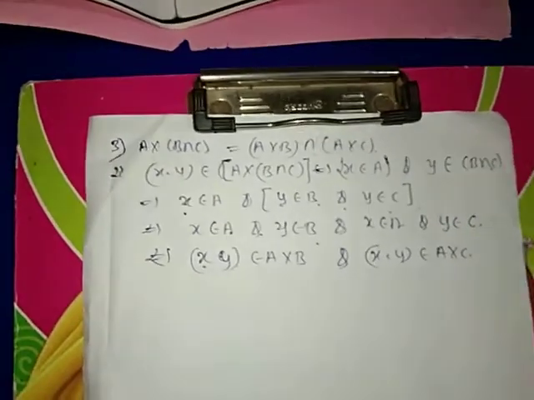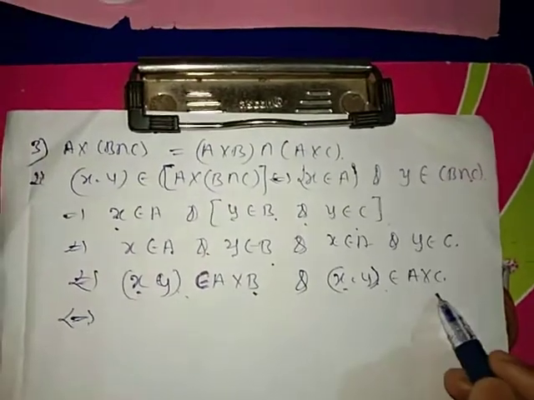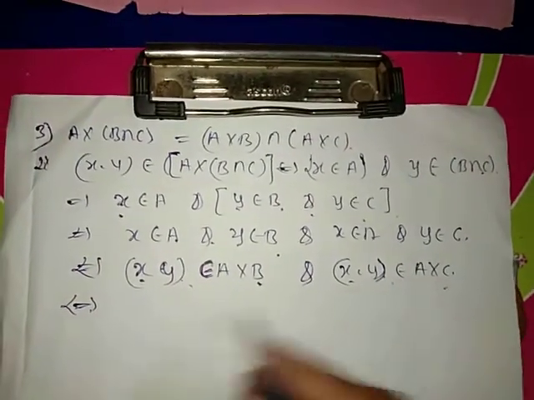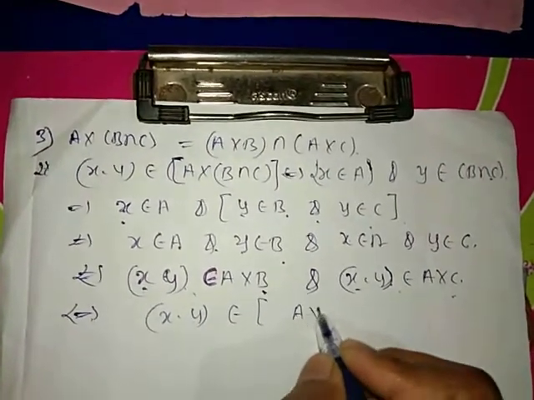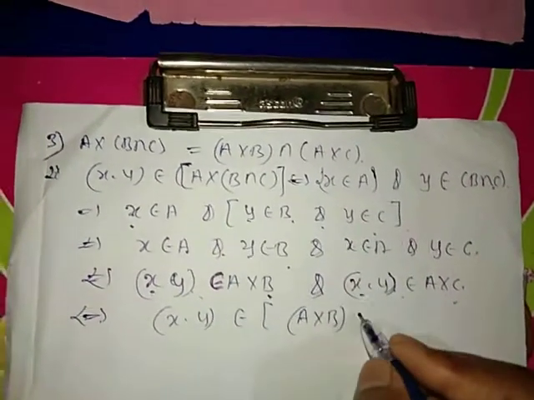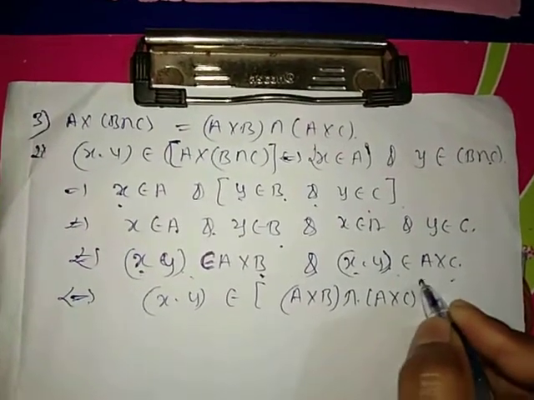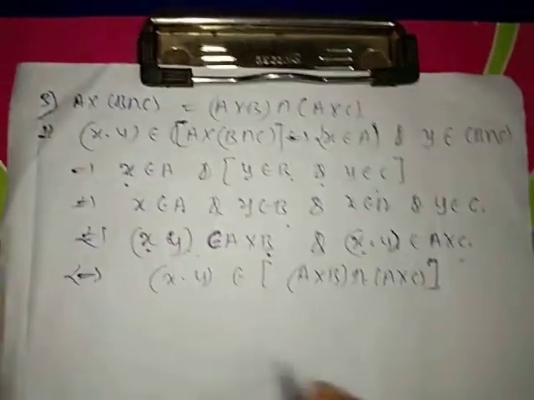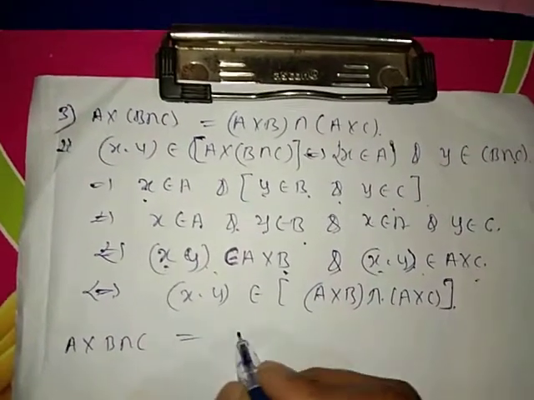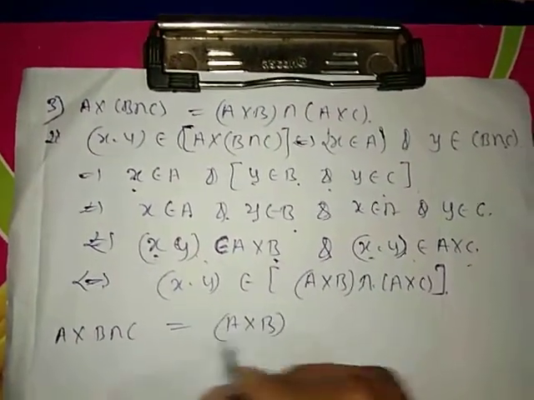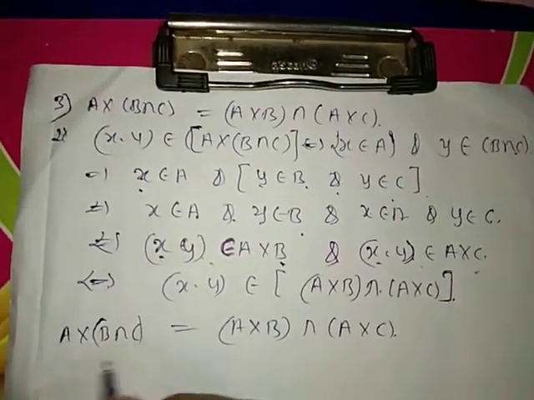(x, y) belongs to A × B and (x, y) belongs to A × C indicates that (x, y) belongs to (A × B) ∩ (A × C). So that indicates that A × (B ∩ C) is equal to (A × B) ∩ (A × C).